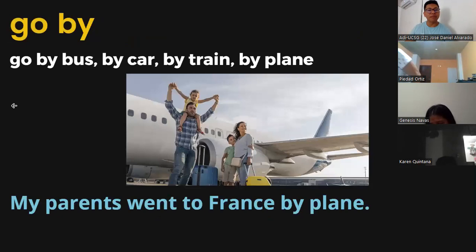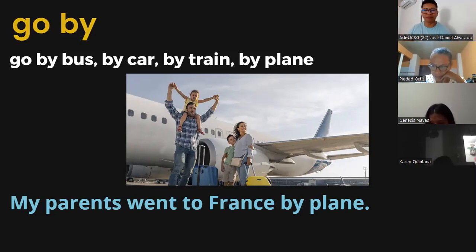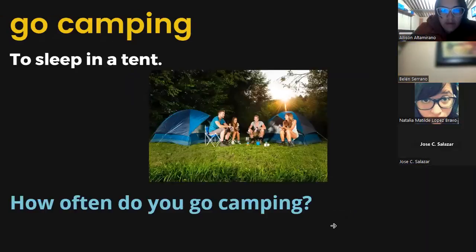And this is about the means of transportation. Cuando queremos hablar de medio de transporte, decimos go by. Go by bus, by car, by train, by plane, etc. Now, Genesis, can you please read the sentence that we have there? My parents went to France by plane. That means that they took the plane and they went to France in that means of transportation. Now, then we have go camping. This is very easy. Alison, can you please read the definition and also the question?